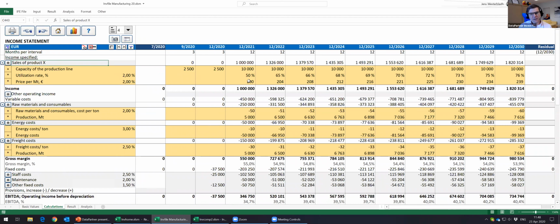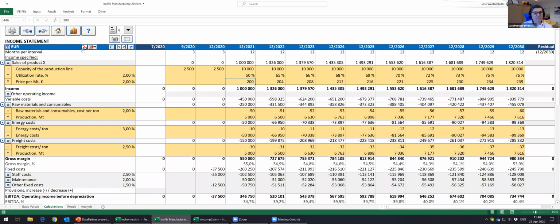we're really a little bit uncertain about what the market price of this product will be. We have assumed 200 euros with a 2% increase, but what if it's actually lower? How low can it be? How low can it go before the return is lower than our capital cost? And when do we start making a loss? So I select this 200 euros.